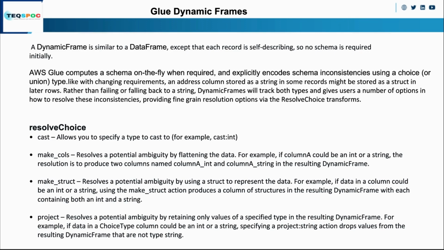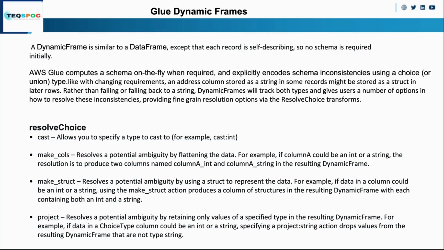And there's project, which resolves the potential ambiguity by retaining only values of a specified type in the resulting dynamic frame. For example, if data in a choice type column could be an int or a string, specifying the project:string action drops values from the resulting dynamic frame that are not of type string. So what's the difference between project and cast? In the cast, if you cast it as integer, then the string values will automatically be converted to null. Whereas with project, you're not only enforcing the schema, but you're also making it clear that you don't want the values that are not conforming to that particular data type. So whatever is a string will be automatically dropped or removed. That is the main difference. Otherwise, it works the same way.